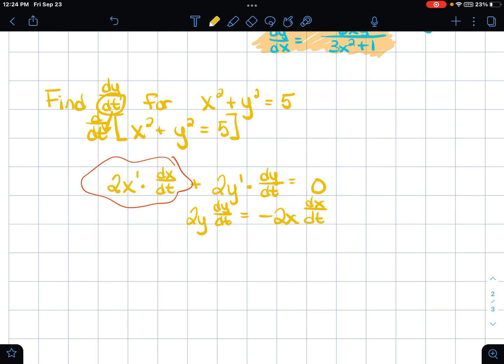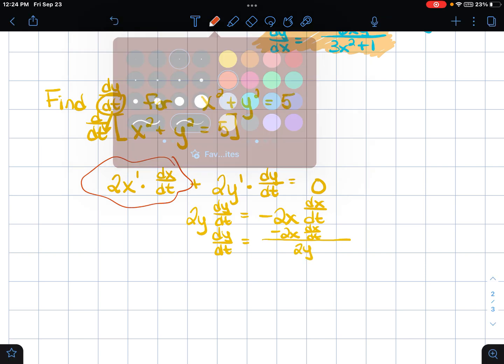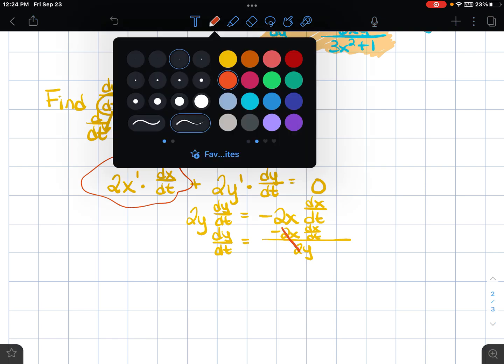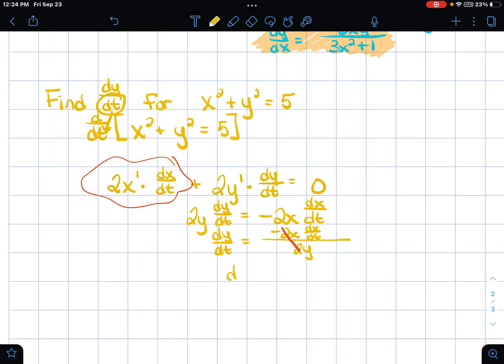We're trying to isolate the dy dt, so I'm going to divide both sides by 2y. I won't skip any steps on this one. Negative 2x dx dt divided by 2y. Now what I can see is that both of these 2, since everything is multiplication, those can reduce. So our final answer then is dy dt equals negative x dx dt over y.